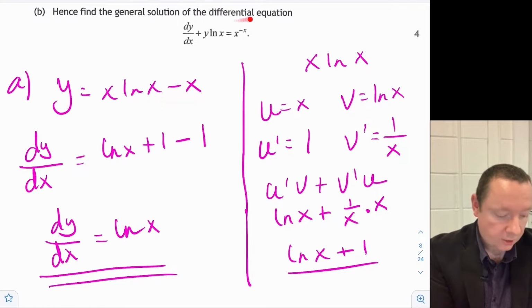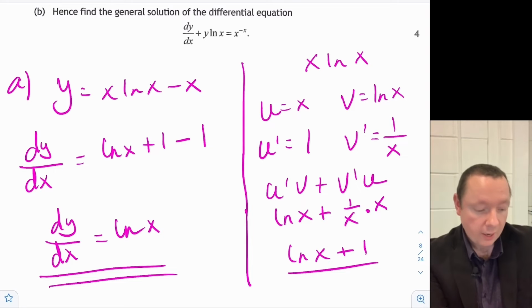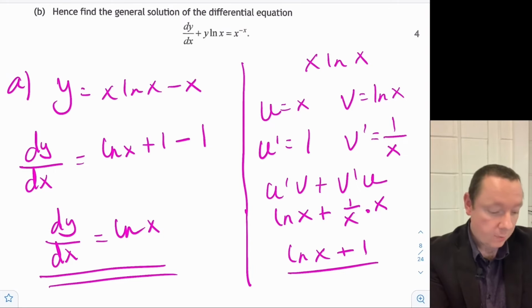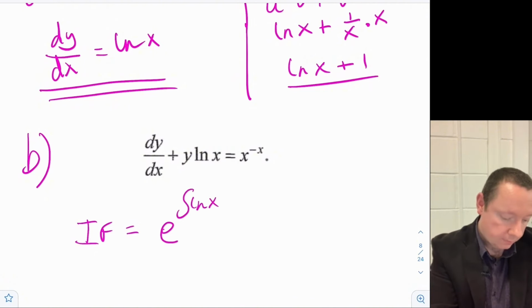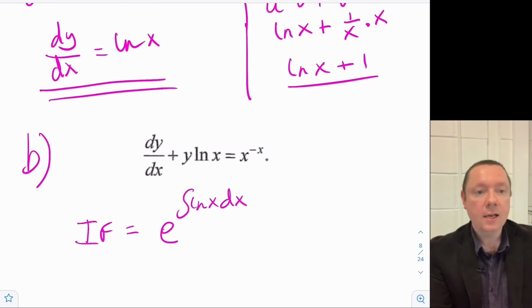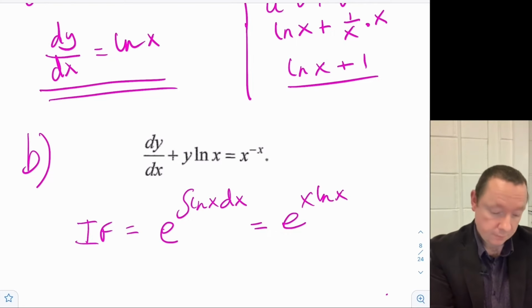Part B, hence find the general solution to this differential equation: dy by dx plus y log x equals x to the power of minus x. So our integrating factor from part A is simply going to be e to the power of the integral of log x dx. And we know then that is just going to be e to the x log x minus x.